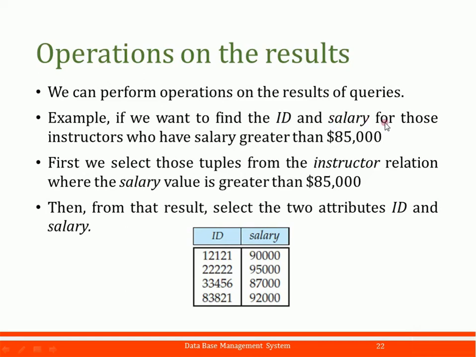If you want to find the ID and salary for those instructors who have salary greater than 85,000, this is a combination of two things. First you want to find all the instructors having a salary greater than 85,000, and then after selecting those tuples, you want to list only the ID and the salary of the selected ones. So this has to be applied on the result of the first query. First we select those tuples from the instructor relation where the salary is greater than 85,000. Then, out of that result, you select those two attributes, ID and salary. Which means that you can apply the relational algebra operations on the result of the queries also.